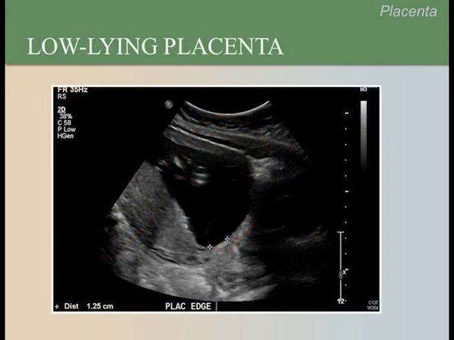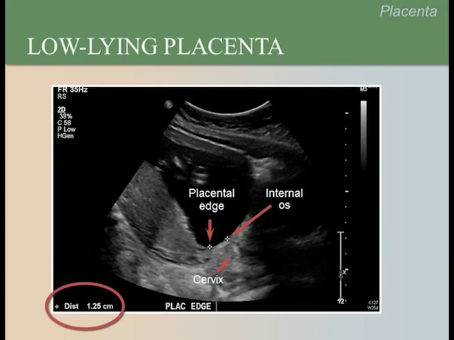This is how the low-lying placenta looks on ultrasound. Low-lying placentas are 2 centimeters or less from the internal os. Please pause the video and ask a participant to identify the placental edge and the internal os. Now we have labeled the placental edge and the internal os. We can see that the distance between the placenta and the os is 1.25 centimeters. The lower caliper is at the edge of the placenta, and the upper caliper is at the internal os.